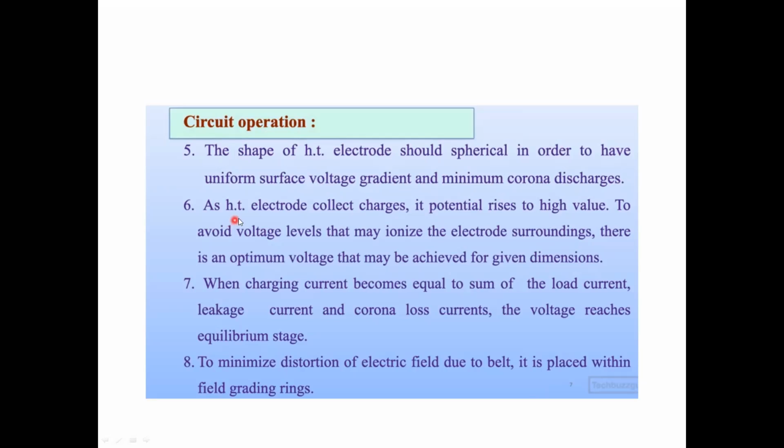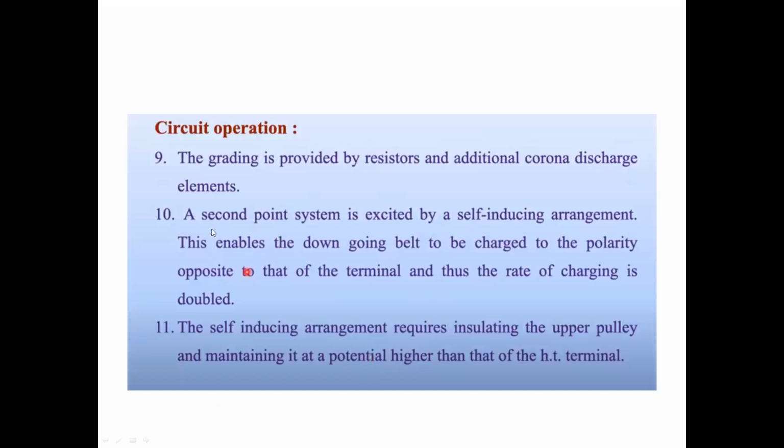As the HT electrode collects charges, its potential rises to a high value, and voltage levels that may ionize the electrode surroundings must be avoided. There is an optimum voltage that can be achieved for given dimensions. When the charging current becomes equal to the sum of the load current, the leakage current and the corona loss current, the voltage reaches an equilibrium stage. To minimize distortion of the electric field due to the belt, it is placed within field grading rings. The grading is provided by resistors and additional corona discharging elements.